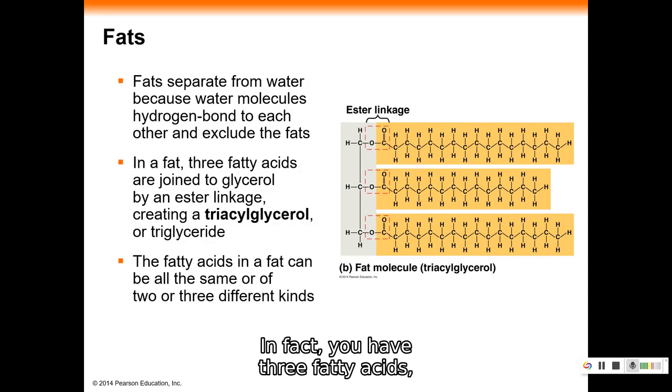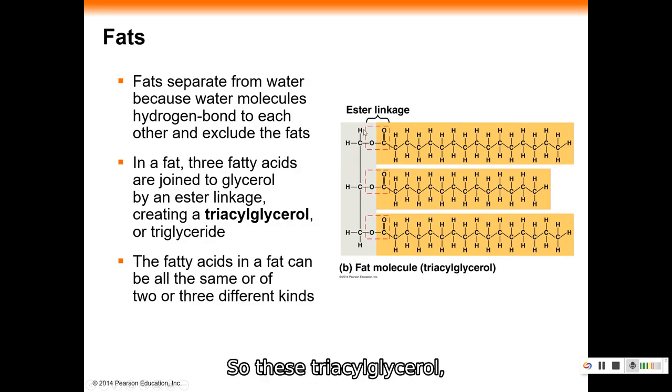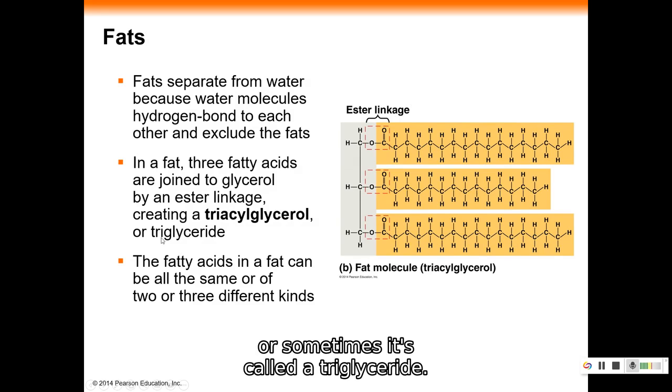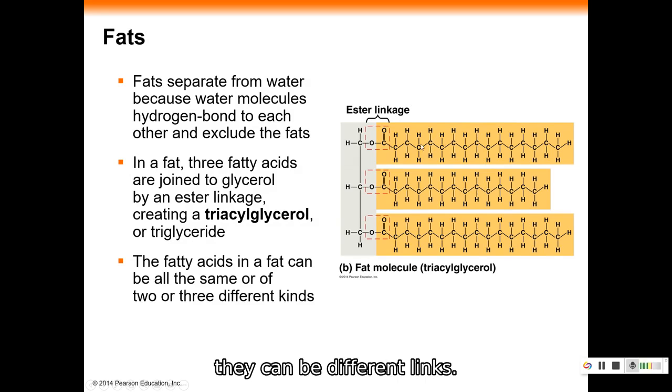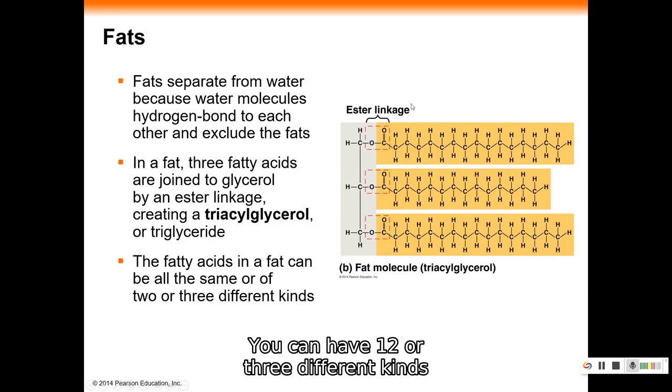In fat, you have 3 fatty acids, so 1, 2, 3 joined to this glycerol backbone. And so this makes it called a triacylglycerol, or sometimes it's called a triglyceride. And when you're making your fatty acids, they can be different lengths, they can be different kinds. You can have 1, 2, or 3 different kinds of fatty acids in your fat molecule.